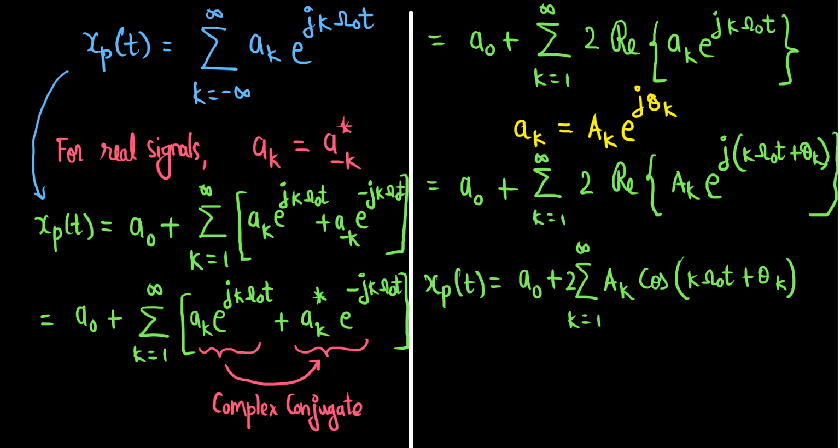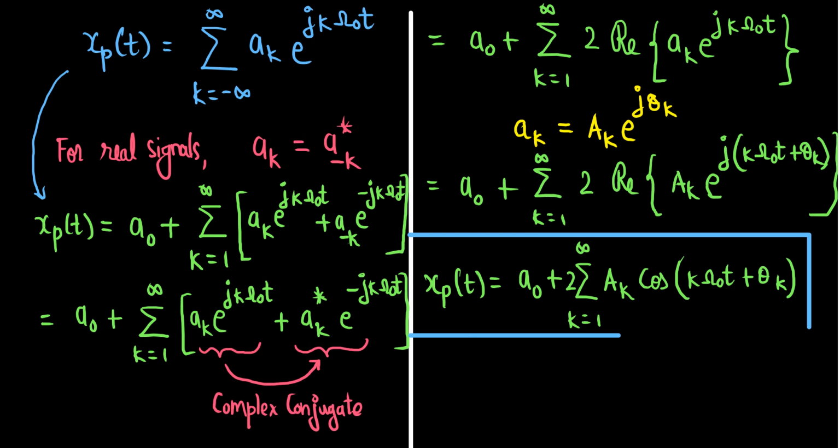The expression that we have obtained is called an alternate representation of the Fourier series. Let me emphasize this expression. It is the Fourier series representation for real signals. You can see that there is no complex part involved here. Everything is real. So this is an alternate representation of the Fourier series for real periodic signals.